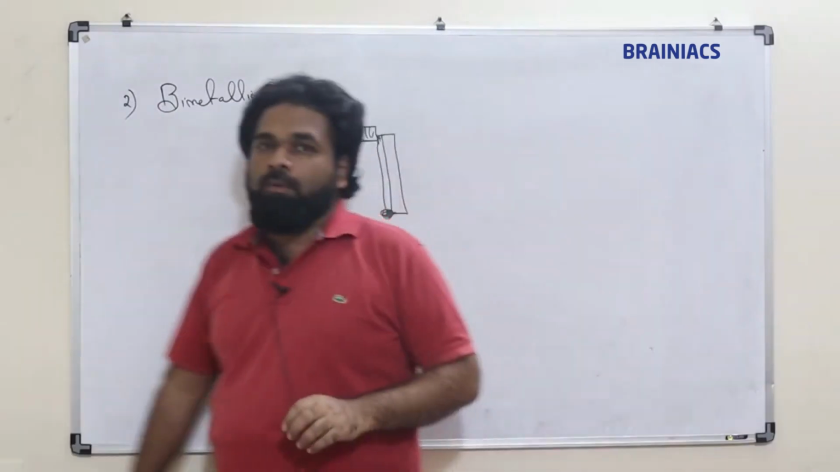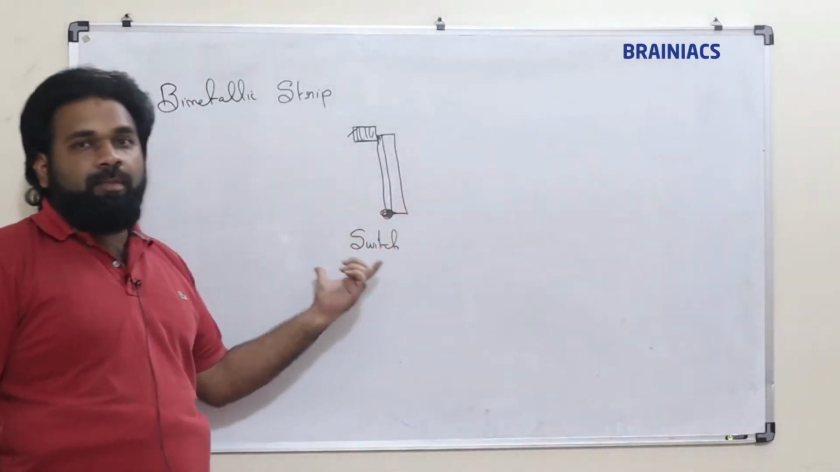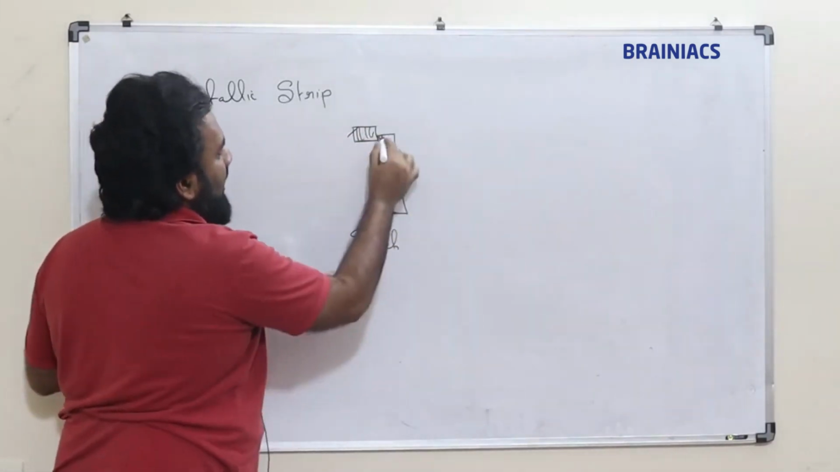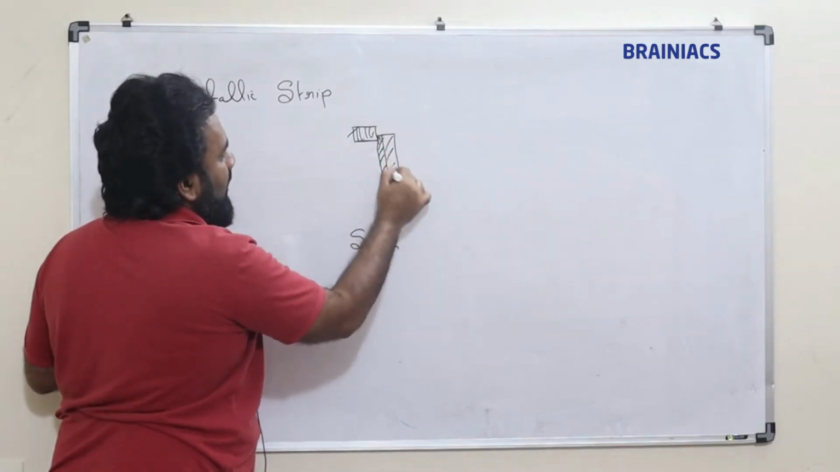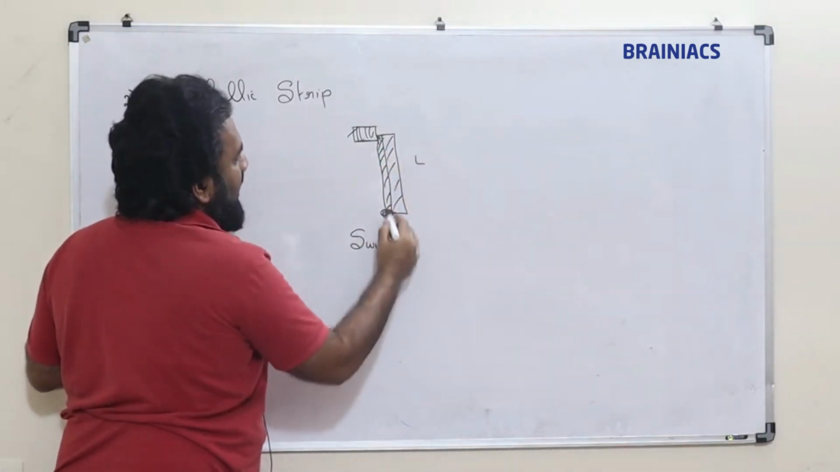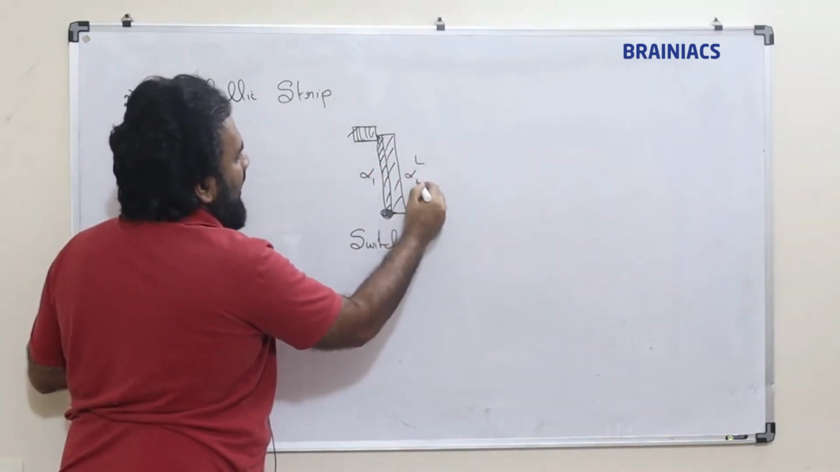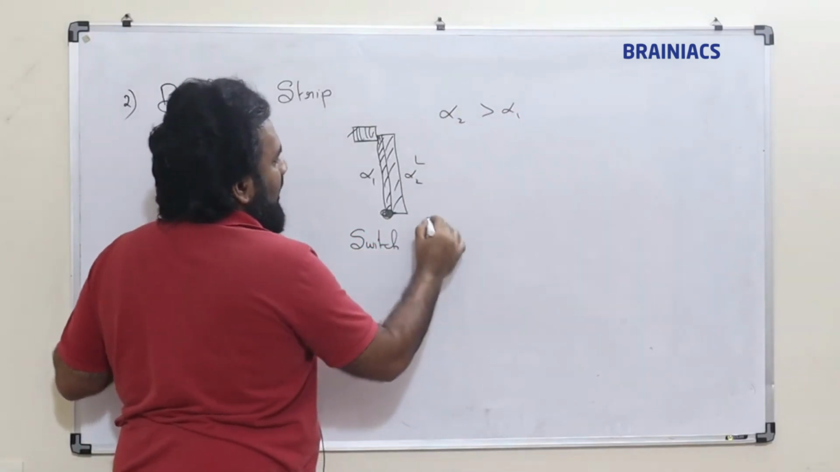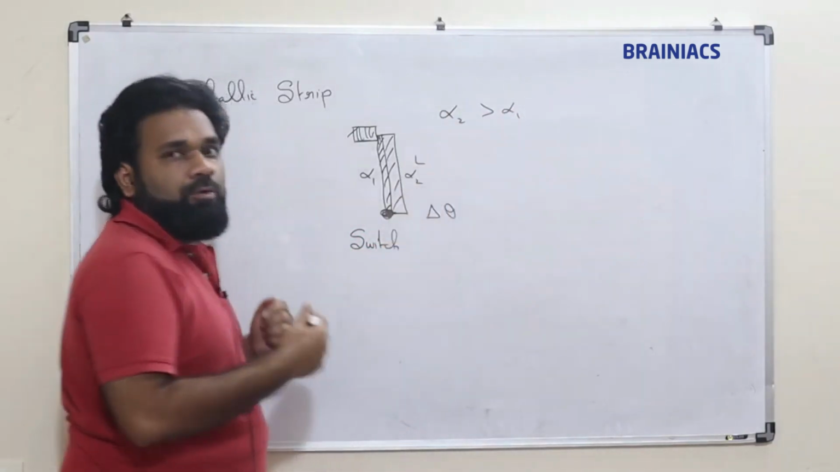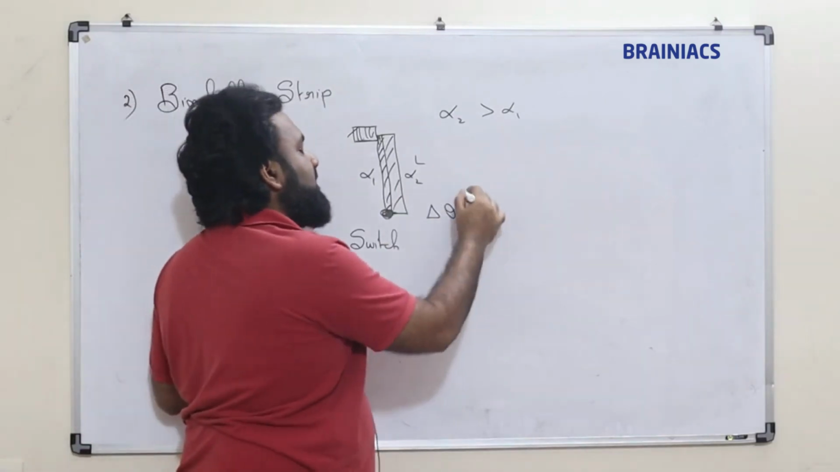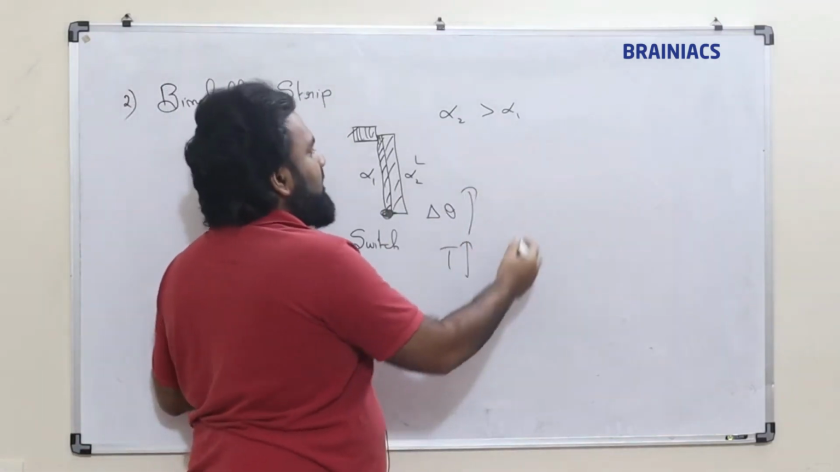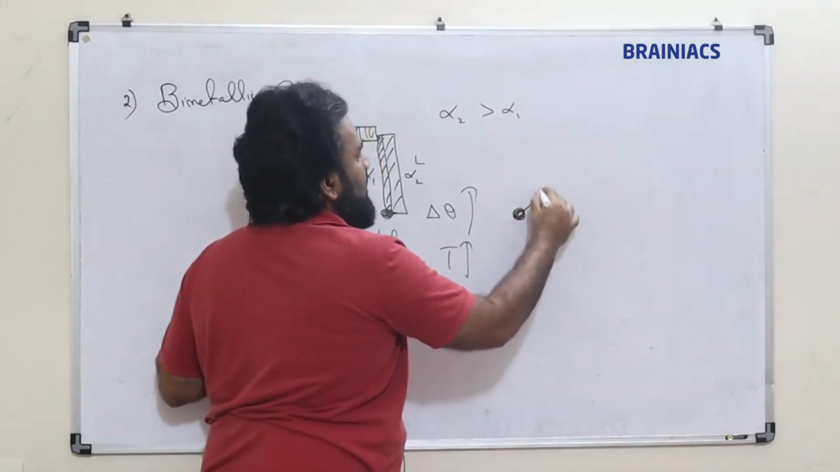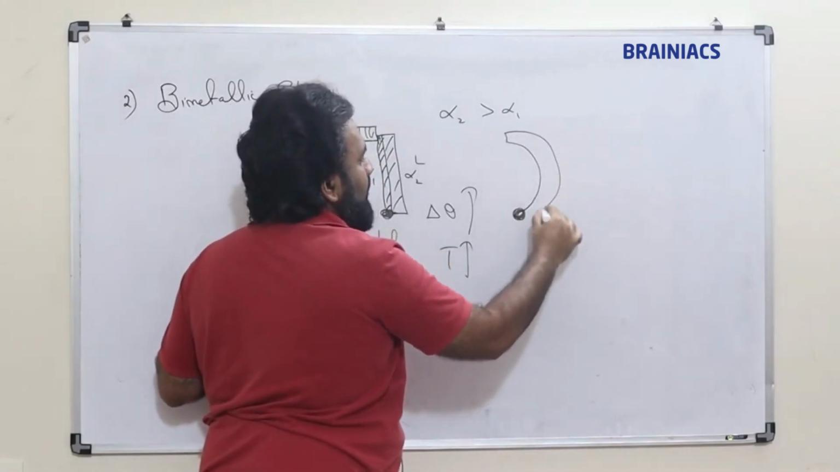If I note it down. So what is the application of bimetallic strip? Suppose this is a switch mechanism, this is a bimetallic strip, with length L, here alpha 1, here alpha 2. If alpha 2 is greater than alpha 1, and due to some reason the temperature increases, what will happen? If this is the point where it is connected, this will become like this.